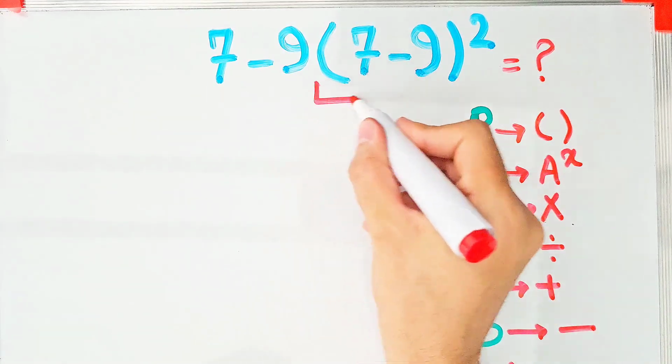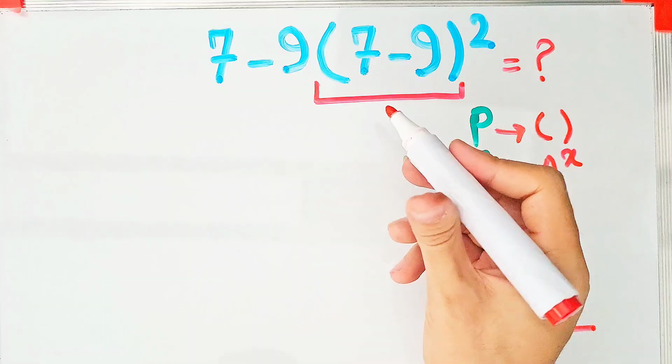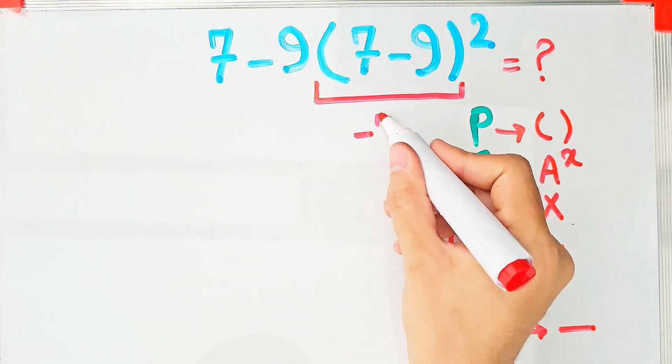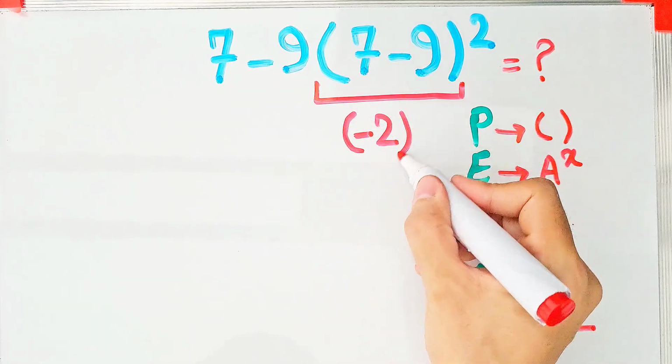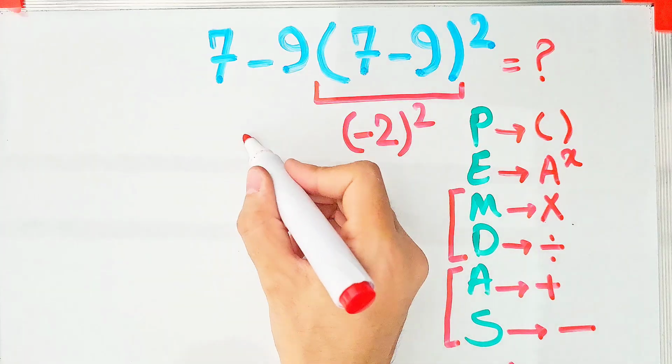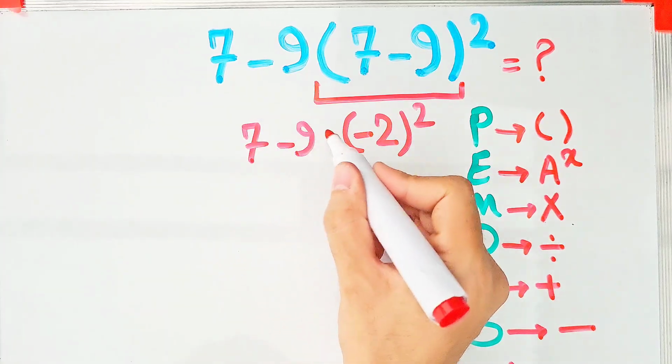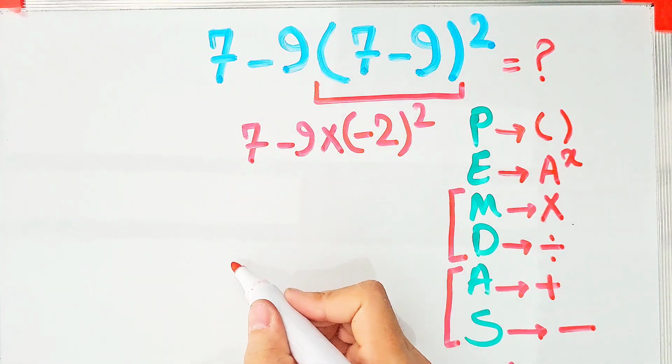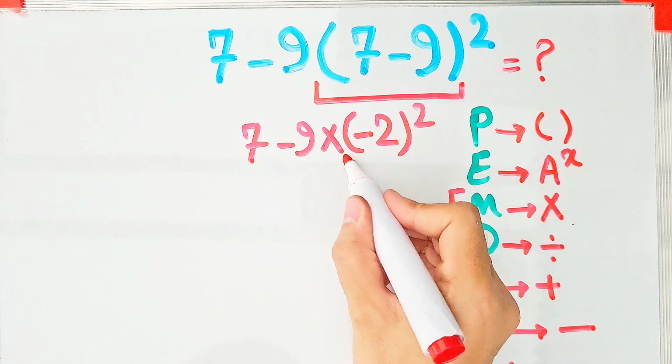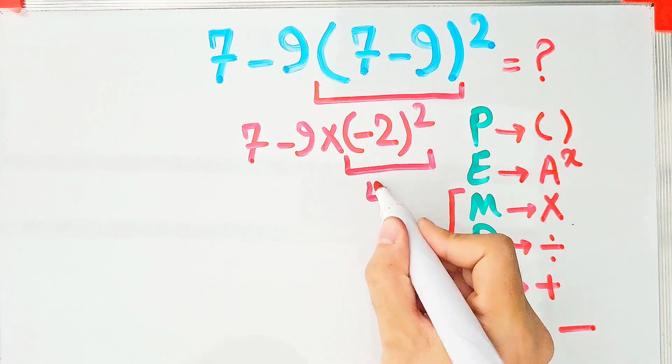According to this rule, first we simplify the parentheses. 7 minus 9 equals negative 2. 7 minus 9 then times negative 2 to the power of 2. In this step, first we simplify the exponent. Negative 2 to the power of 2 equals 4.